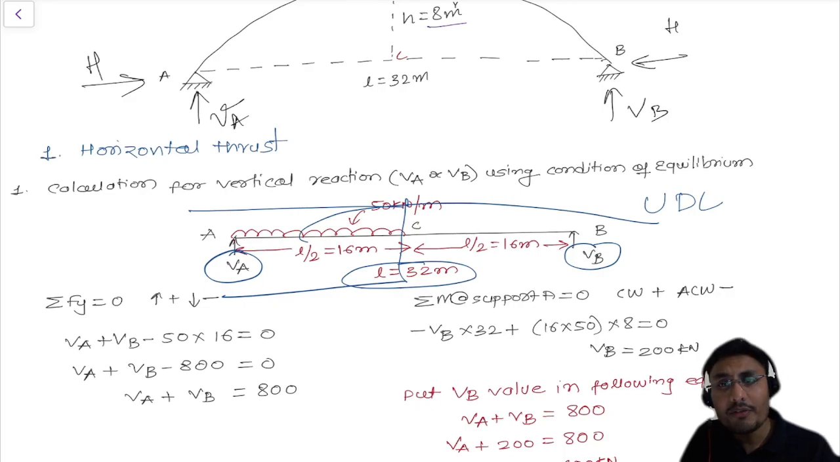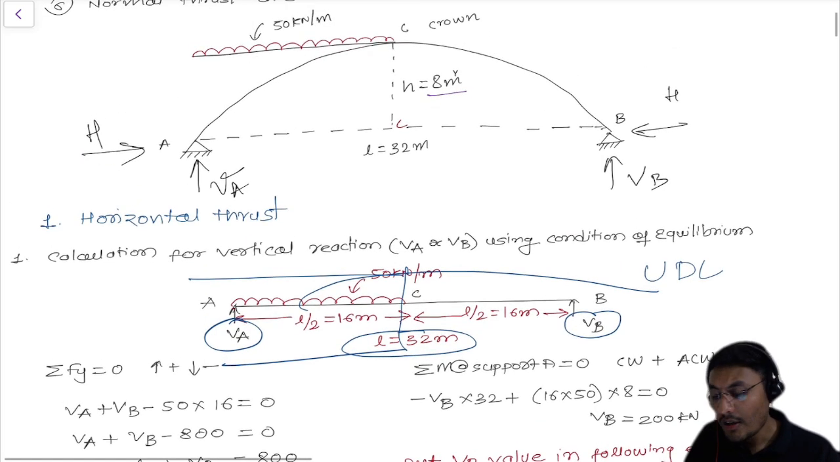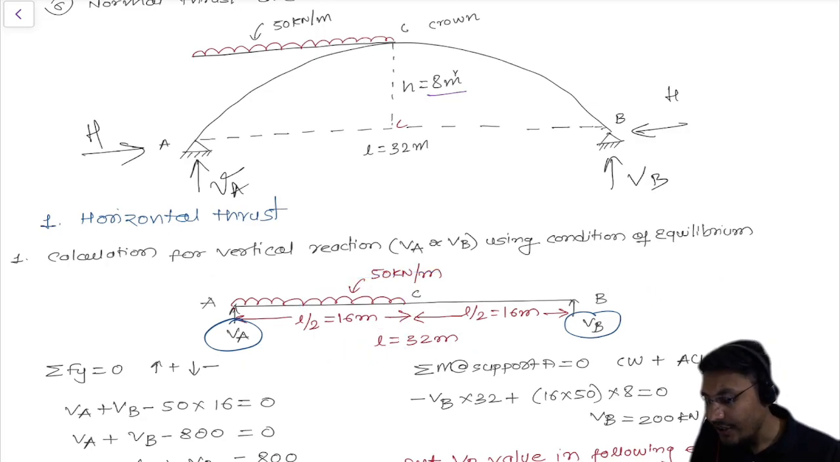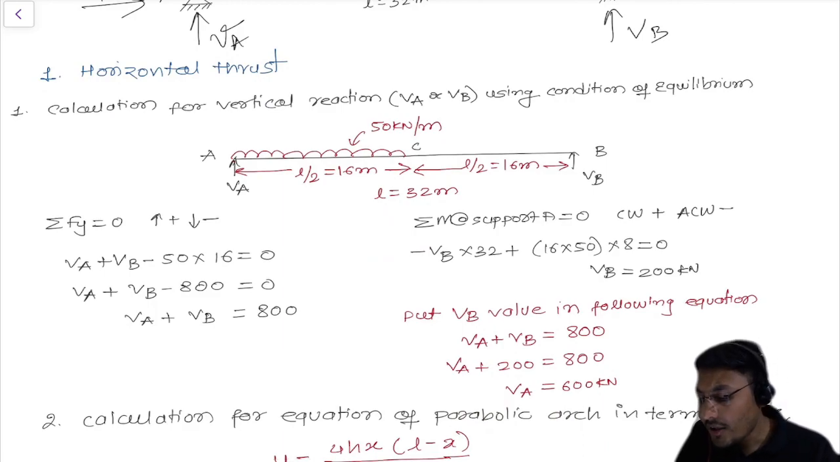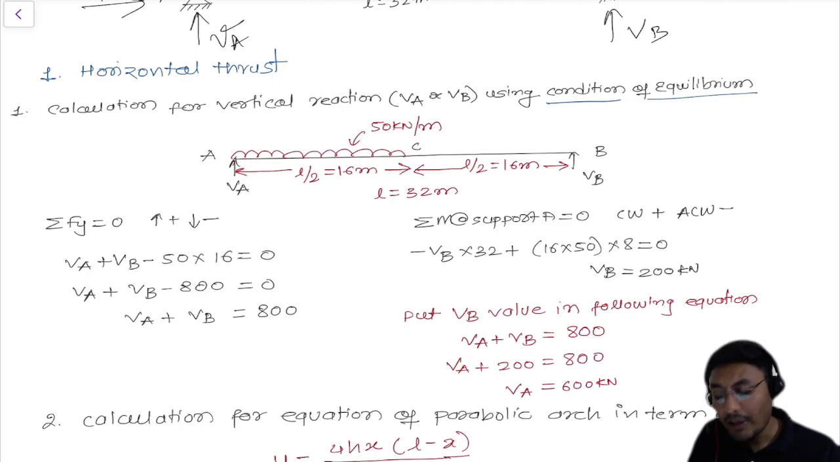So this UDL which we have drawn over here, we just minimize the height, we neglect the height right now, and we have drawn one beam over here. So we can calculate the vertical reactions easily, right? First of all, we are using the condition of equilibrium. Condition of equilibrium means all the forces along the y direction, the forces going from bottom to top are in a positive sign, and top to bottom are in a negative sign, right?